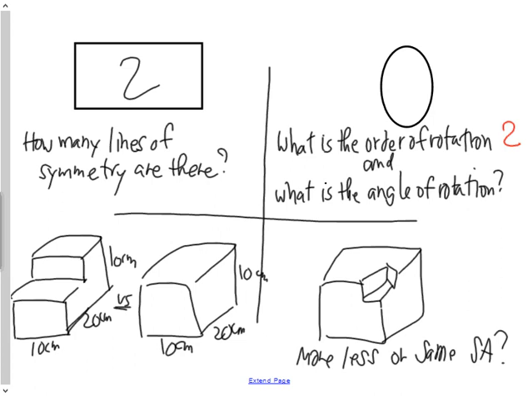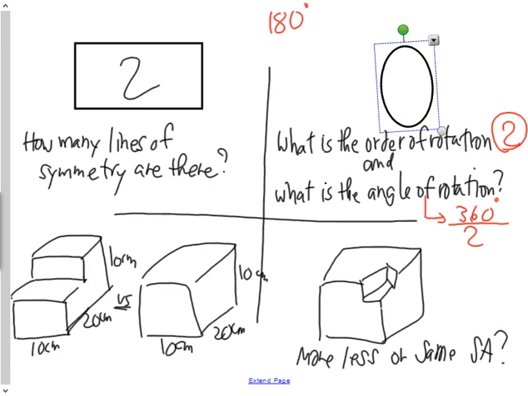And the angle of rotation is determined by taking a full rotation, which is 360 degrees, and dividing it by the order of rotation, in this case 2. Now what does that mean? That means when I rotated it, I had to rotate it 180 degrees until I saw it as itself again, and then another 180 degrees and it appears as itself again. So the order of rotation is 2 and the angle of rotation is 180.